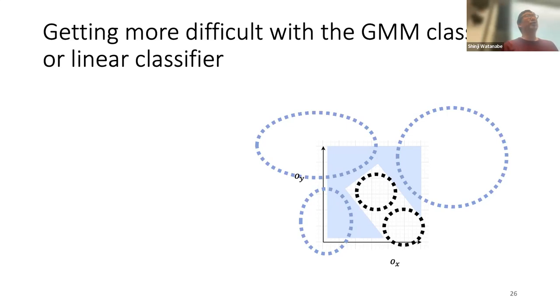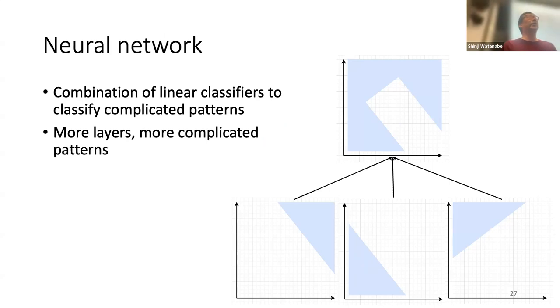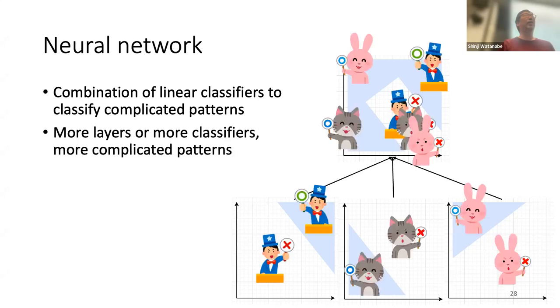Instead, a neural network represents this kind of pattern by combining several binary classifiers. If we combine this binary classification, this one, and this one, we can represent very complicated classifiers. It just combines many binary classifiers. And if we have more layers, we can represent many, many more complicated classifiers. This is the power of the neural network. Instead of using just one person's decision, we use many people's decisions, not people, but anyway, we use several decisions and combine them to represent a complicated pattern.